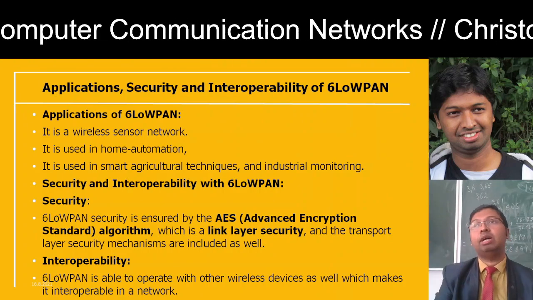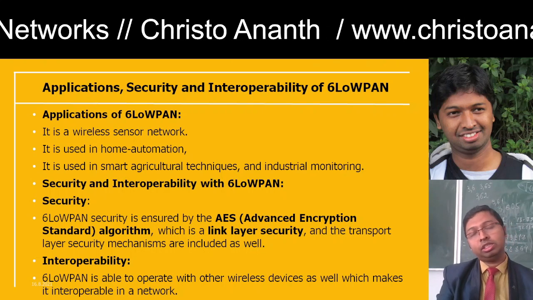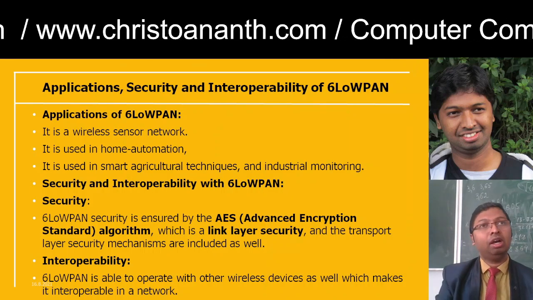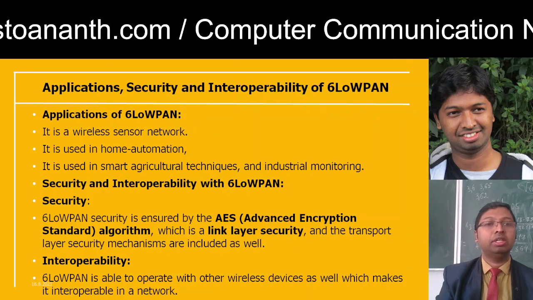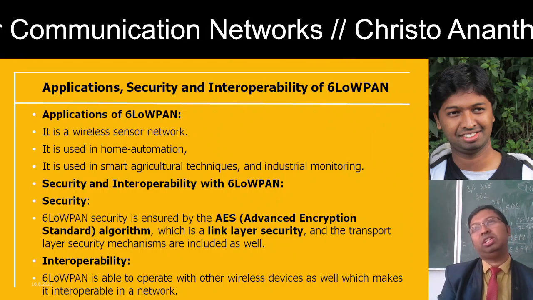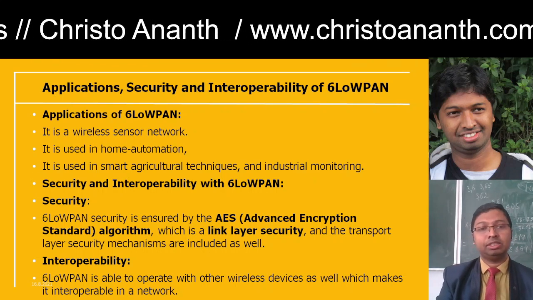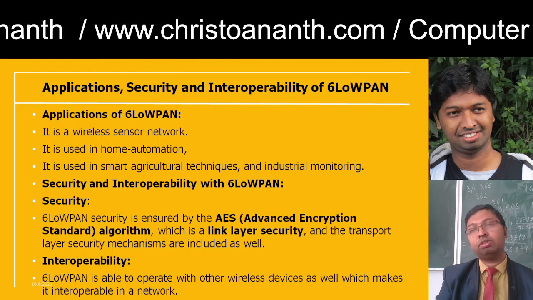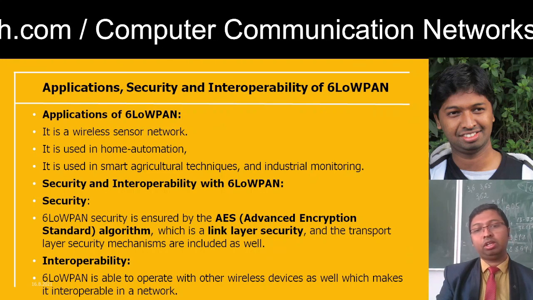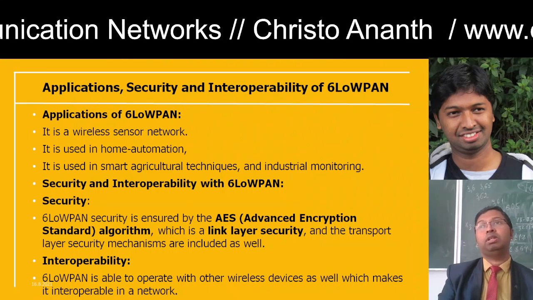And the applications: it's a WSN, wireless sensor network. For home automation, you can use them. And in smart agriculture based devices, if you are using IoT for smart agriculture techniques, or industrial monitoring, you can use 6LoWPAN for these applications. And security, as I told you earlier, it uses the Advanced Encryption Standard algorithm with link layer security. So that is the security level it is providing. And of course, it has transport layer security mechanisms also. So you can operate with other wireless devices even. So you can say it is interoperable in the network.